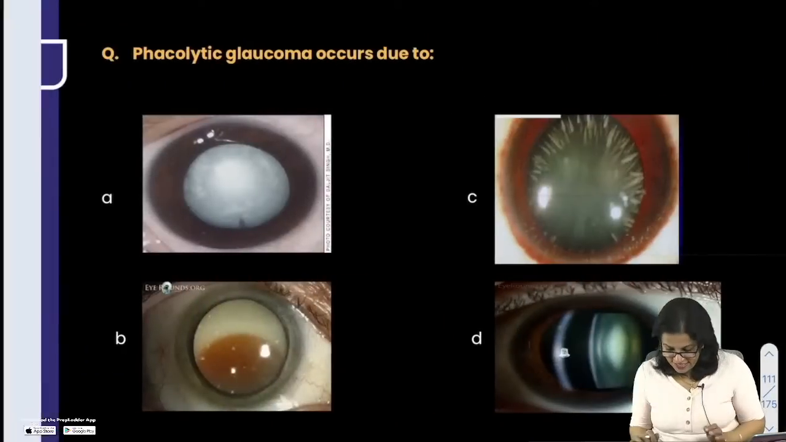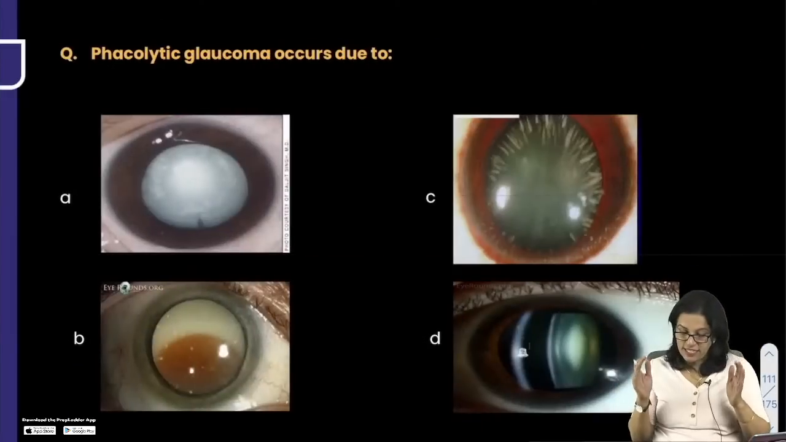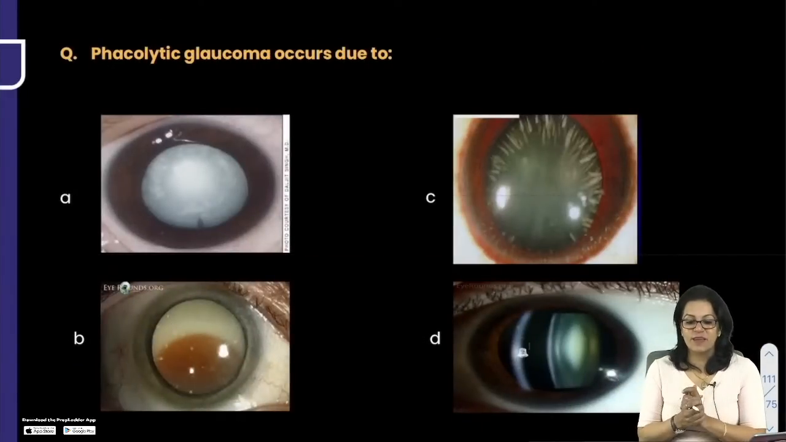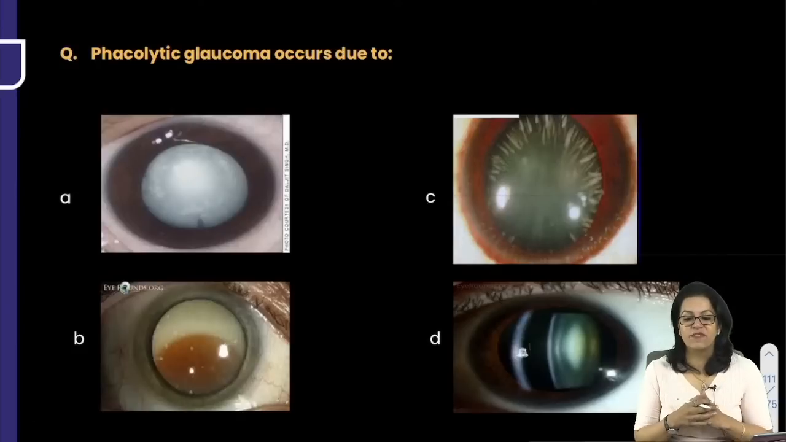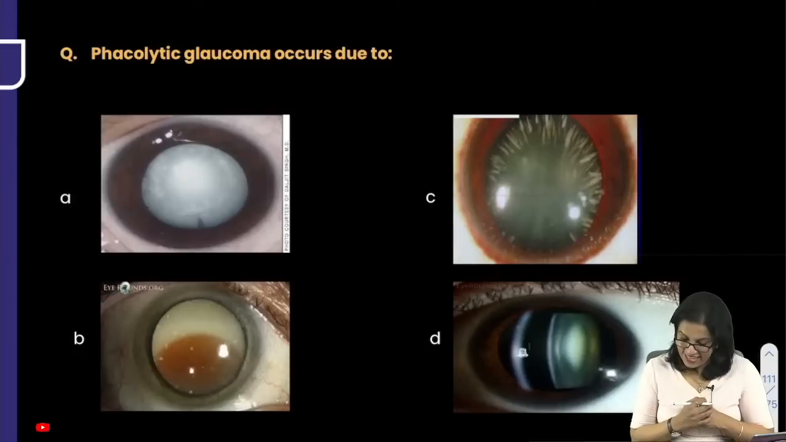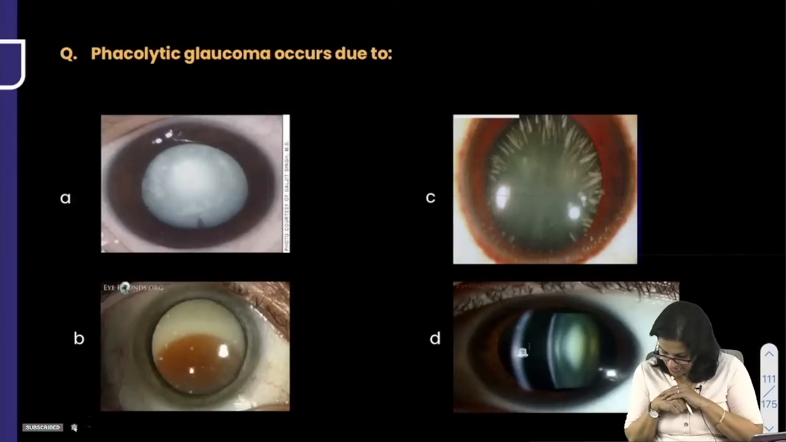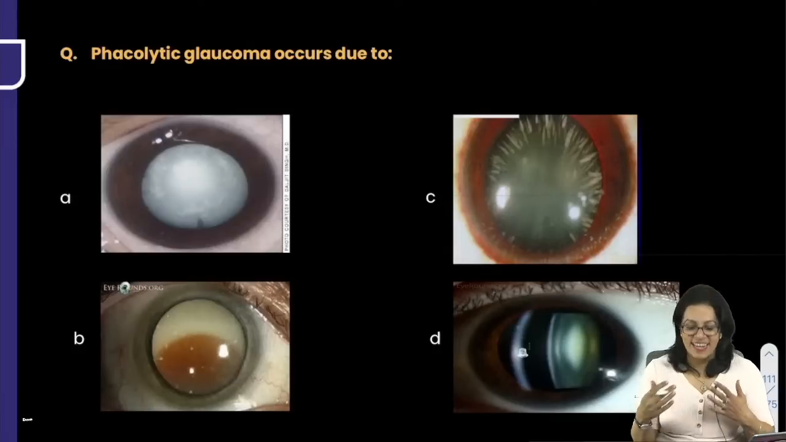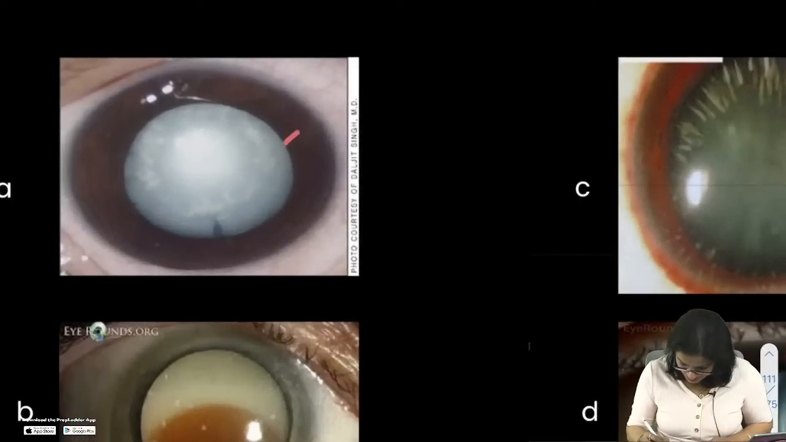Come to this question, let us solve this one. Phacolytic glaucoma occurs due to, do you all know which is the answer? A, B, C, D? I would like you to answer. This is a very, very easy question. So, phacolytic glaucoma, tell me, occurs due to which cataract? What are the different cataracts? I hope you understand these are cataracts. So, which type of cataract is it? So, this one I think is a mature cataract. I would write here mature cataract.